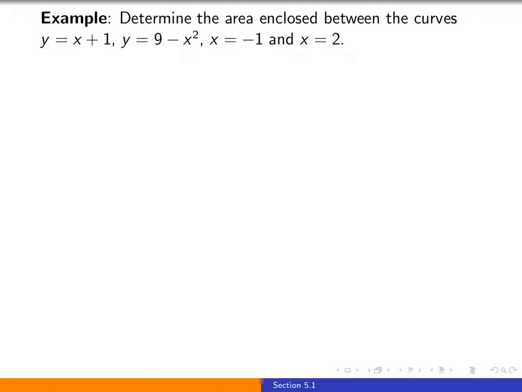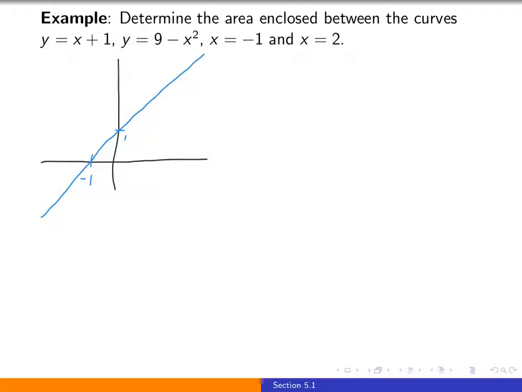Let's determine the area enclosed between the curves y equals x plus 1, y equals 9 minus x squared, and then the lines x equals minus 1 and x equals 2. So when attacking any of these area problems, the first thing that we're going to have to do is sketch the region. That's going to show us exactly what we are dealing with. So let's see here. We have the line y equals x plus 1. So that is going to be a line which has x-intercept minus 1 and y-intercept 1. So roughly speaking, looks something like this.